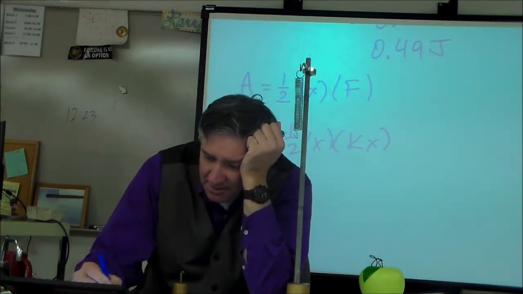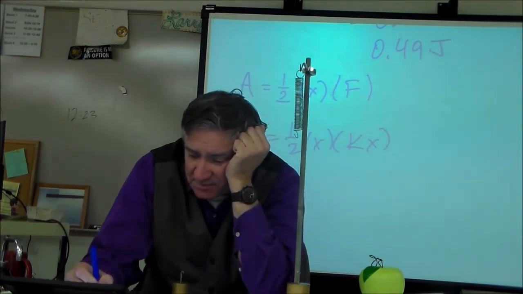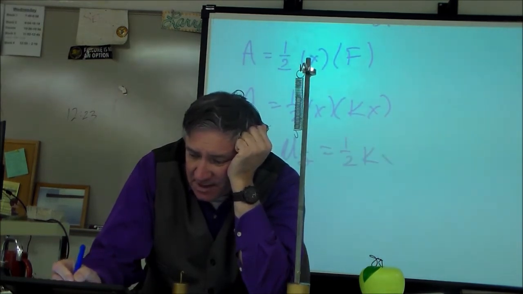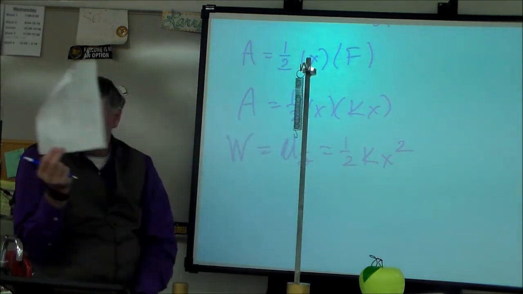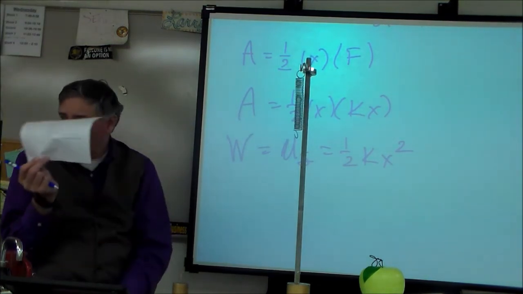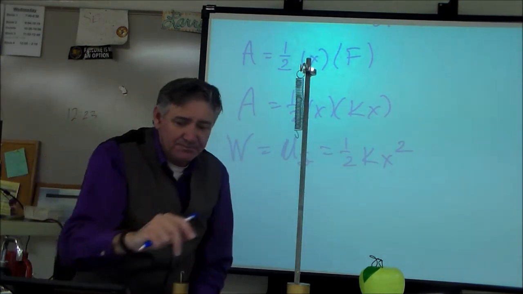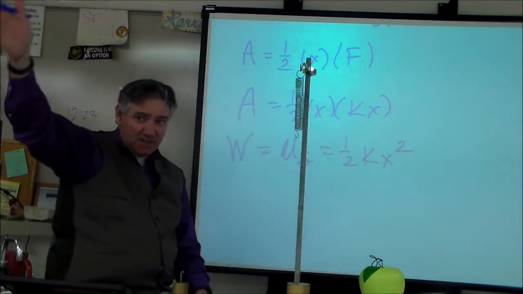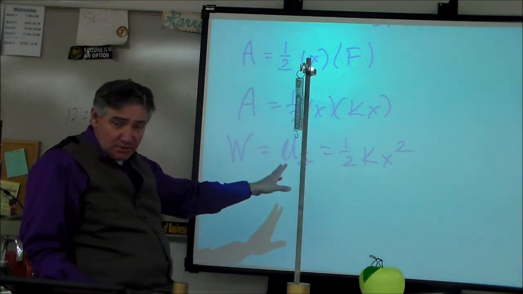Now, area we just said was going to equal work, which is going to be the amount of energy that I store in the spring, which is going to be 1/2 kx squared. So down towards the bottom of your equation sheet, you have energy stored in the spring, which is 1/2 kx squared. Here's the deal: because the x is squared, if I double the distance, what's going to happen to the energy that I'm going to store? It's going to quadruple.